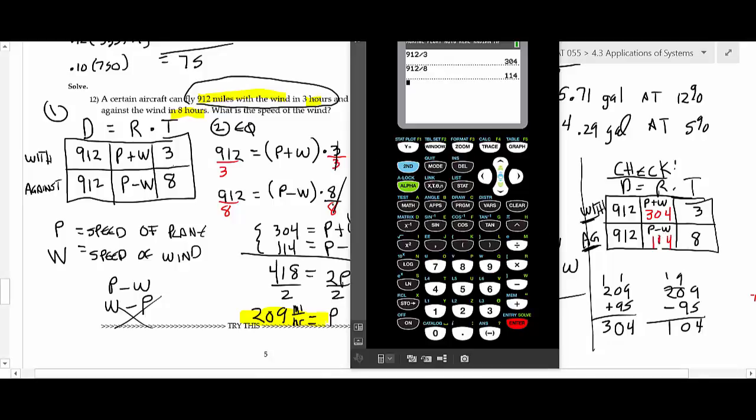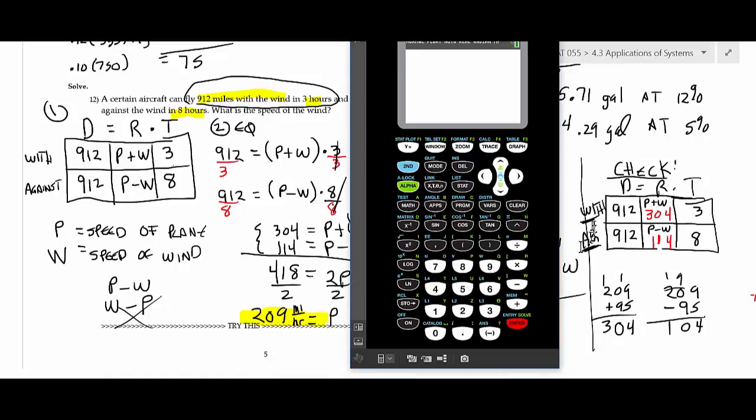All right, how would I tell if it's right? Well, what is a distance? It's rate times time. So if you take 304 times 3, it better give that. How about this? You do 114 times 8, see if it works, because you're doing distance equals rate times time. So really all you've got to do now, and you can do this in your head if you want to, is check.